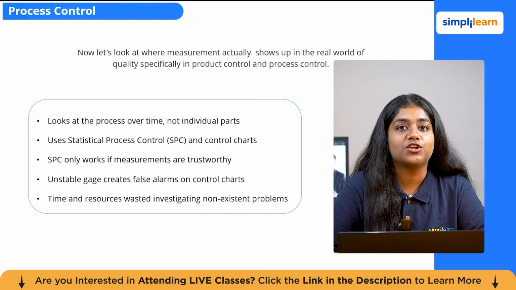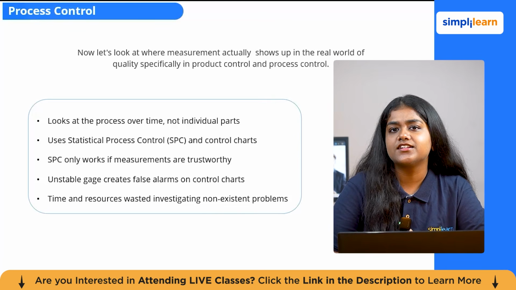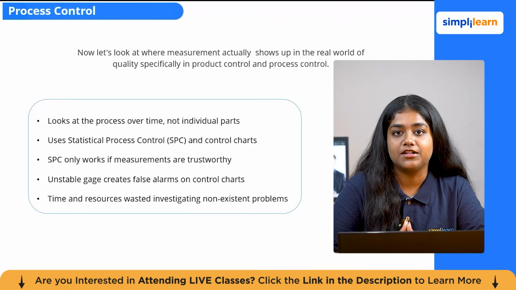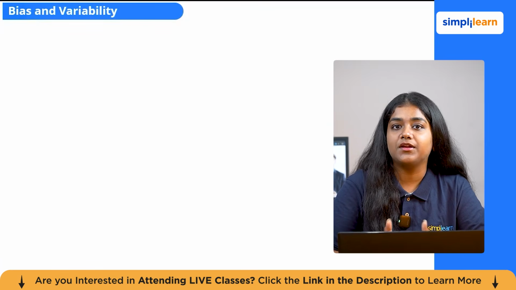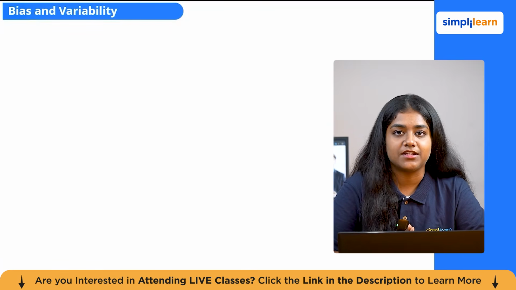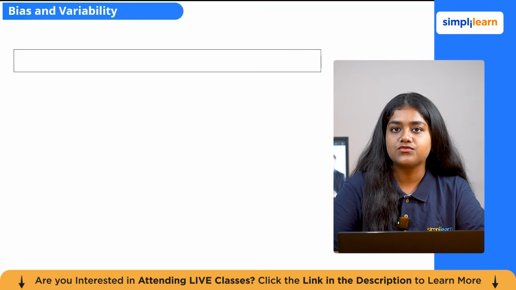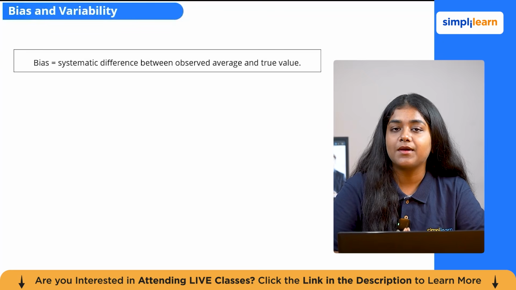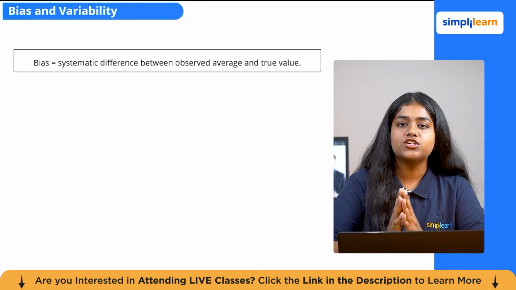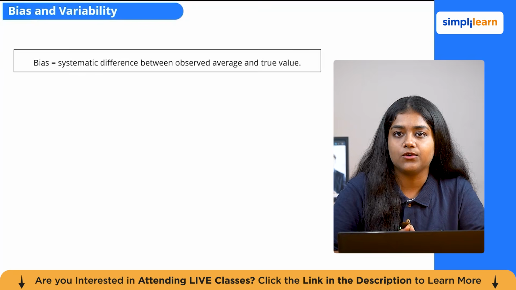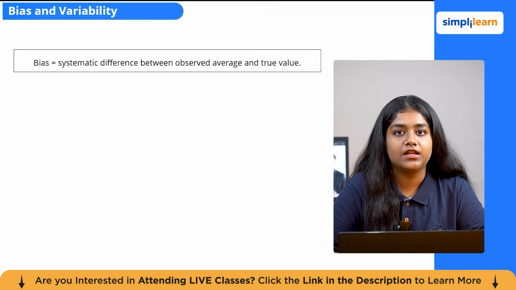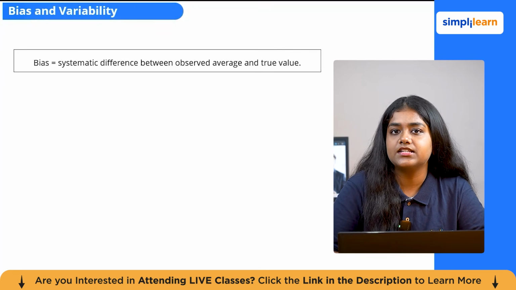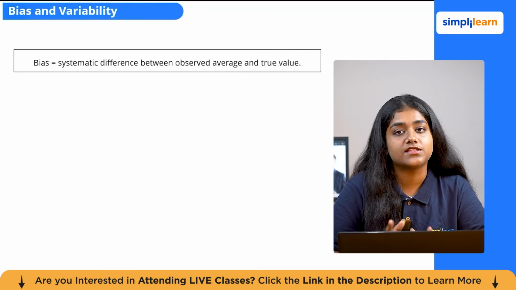So now that we've looked into product and process control, let's understand briefly about bias and variability, because these are the two most fundamental concepts in all of measurement system analysis. Bias is a consistent difference from the true value. Bias is a systematic error in a measurement system. It shows how far the average measured value is from the known reference value. If the measuring device consistently reads too high or too low, the system has bias.